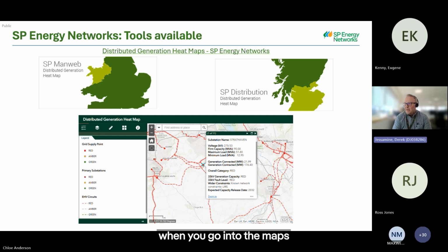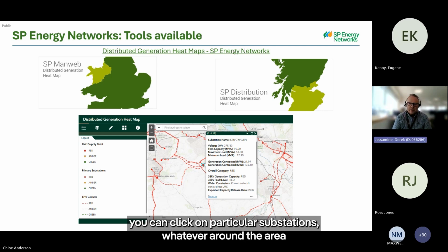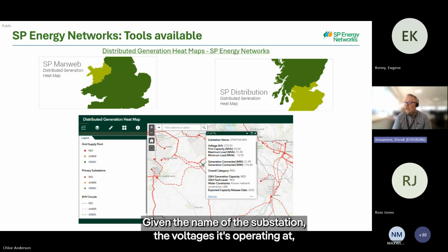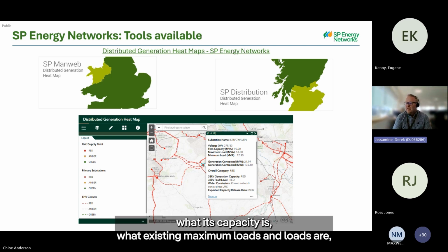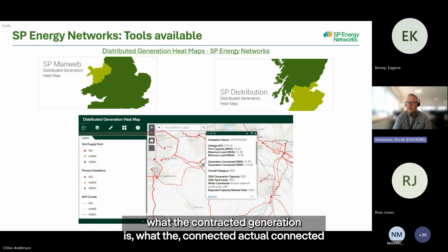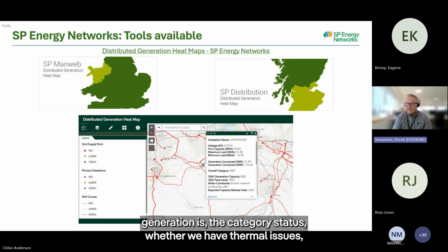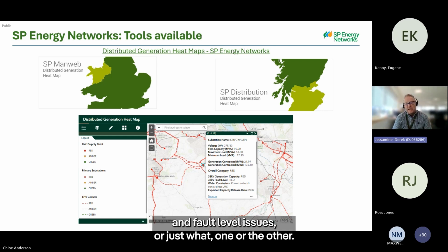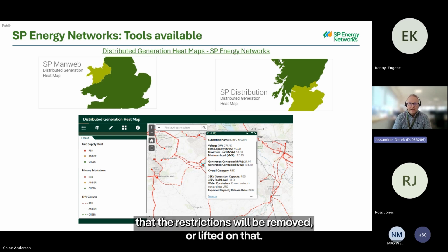When you go into the maps, you can click on particular substations in the area that you're looking to work. It'll give you the name of the substation, the voltages it's operating at, its capacity, the existing maximum and minimum loads, the contracted generation, the actual connected generation, and the category status, whether we have thermal issues and fault level issues, or just one or the other. It also shows if any works are planned and potential release dates when the restrictions will be lifted.